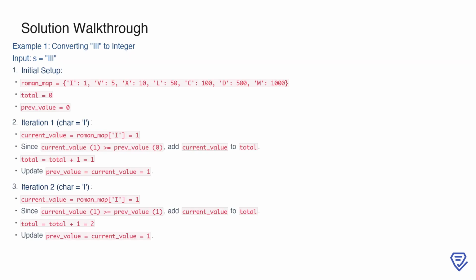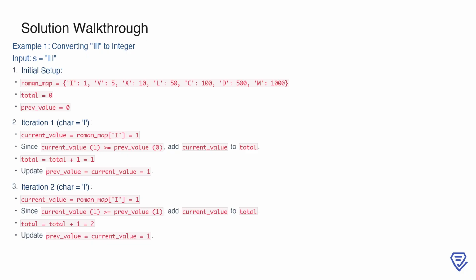To begin, we're tasked with converting the Roman numeral 3 into an integer. We start by setting up a mapping of Roman characters to their respective values, called Roman_map. In addition, we initialize two variables, total, which will store our final result, and prev_value, which keeps track of the value of the previous Roman numeral as we iterate through the string. In the first iteration, the character is I, so we look up its value in Roman_map, which is 1. Since the current value, 1, is greater than or equal to the previous value, 0, we add it to total, making the total now 1. We then update prev_value to 1 for the next iteration.